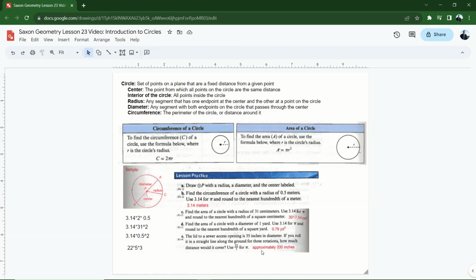All right, you'll be working some problems related to circles. This should be nothing new and nothing too difficult. I think you're going to be okay. Work the problem set 1 through 30.